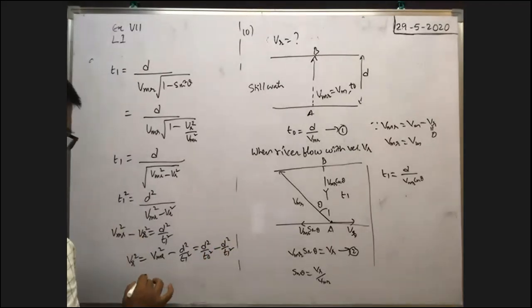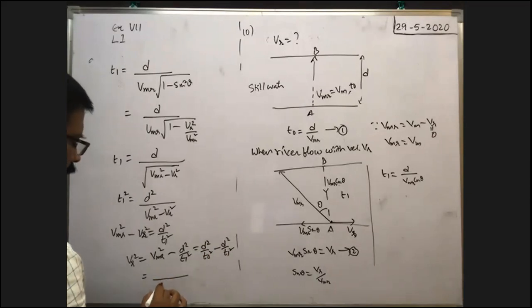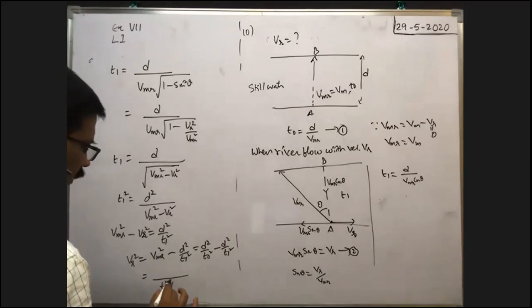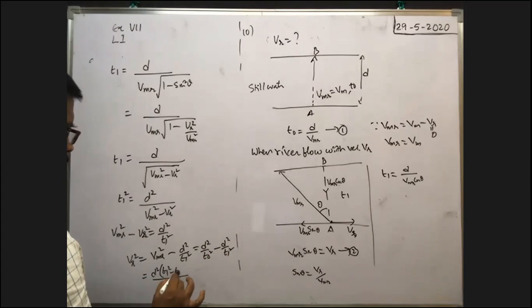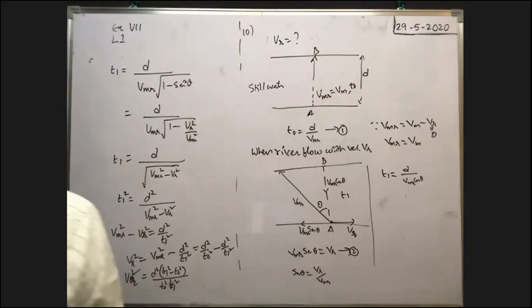Then you take LCM. If you take LCM, then you will have T naught square, T1 square as the LCM. Then D square you take common. Then T1 square minus T naught square. You will get VR square is equal to this one.